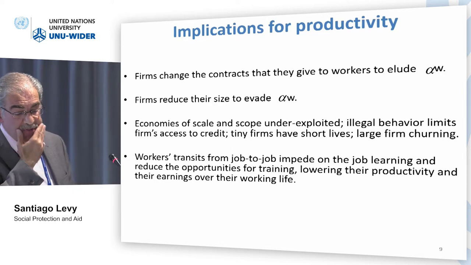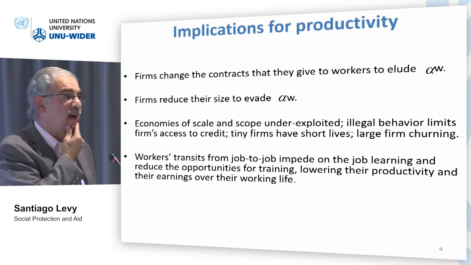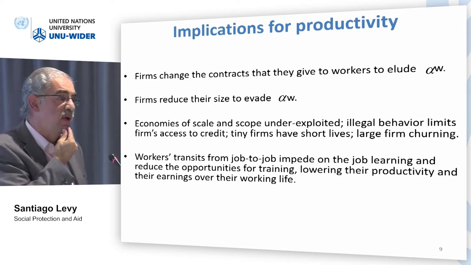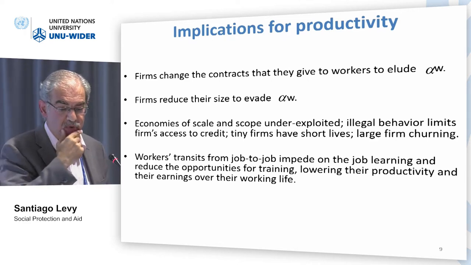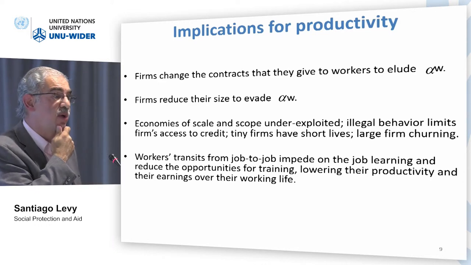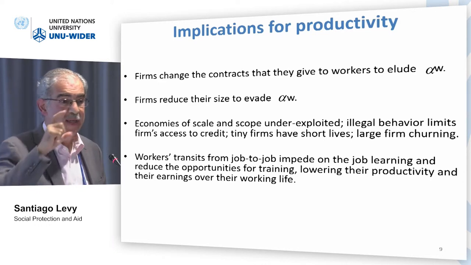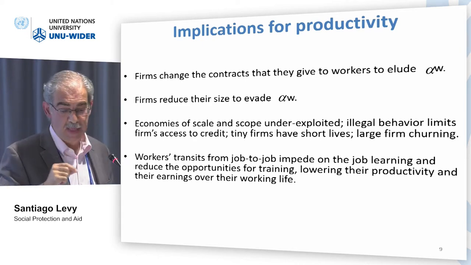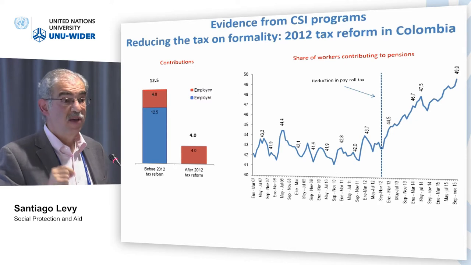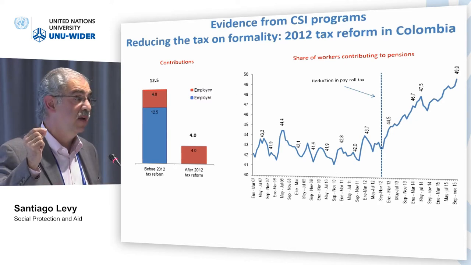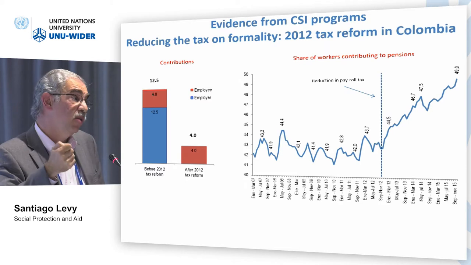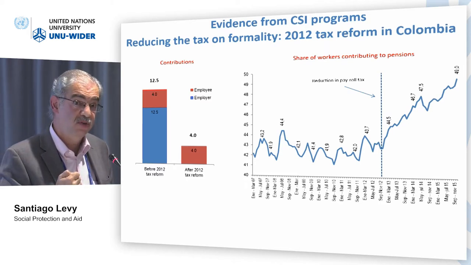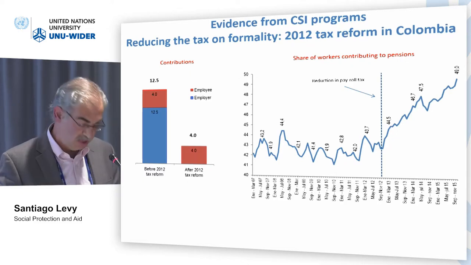So this is an interesting slide that gives you a sense of the tax on formality associated with contributory programs. Colombia in 2012 made a reform which reduced the contributions to contributory social insurance from 12.4 to 4%. This is only the health component of contribution. In Colombia, the contributions are much larger. But what is interesting is that formality increased quite substantially after that was changed. If in fact there was no implicit tax, there should have been no change in formal employment associated with the change, but there is a very important change.